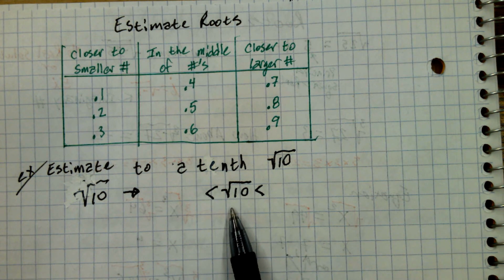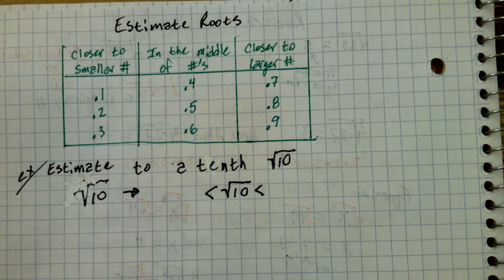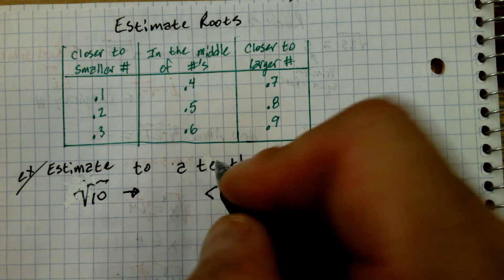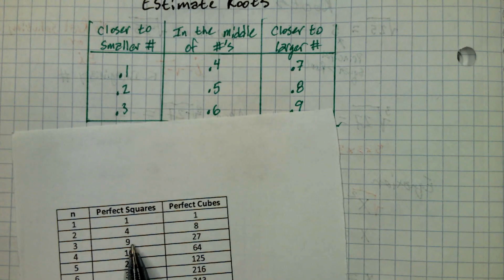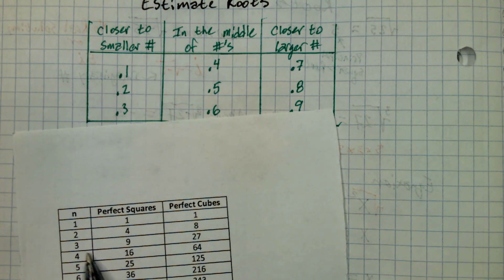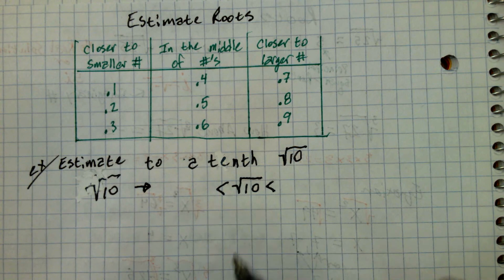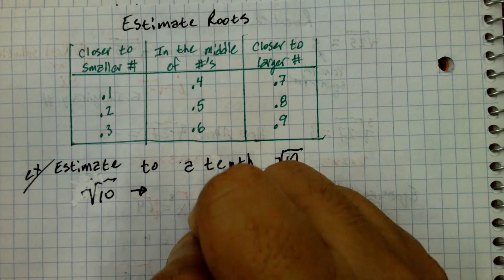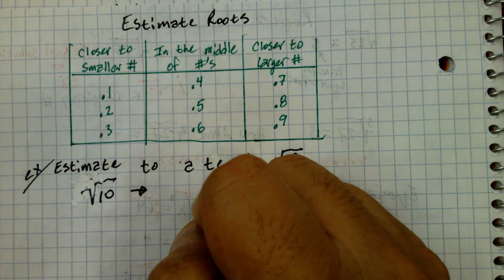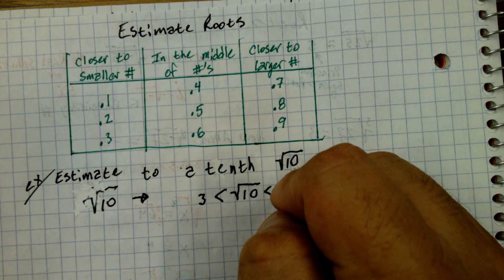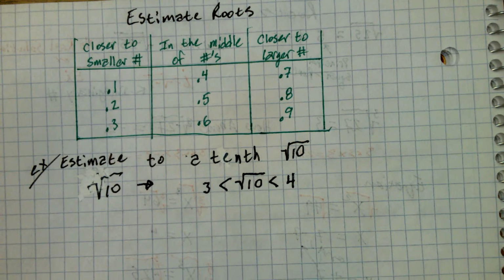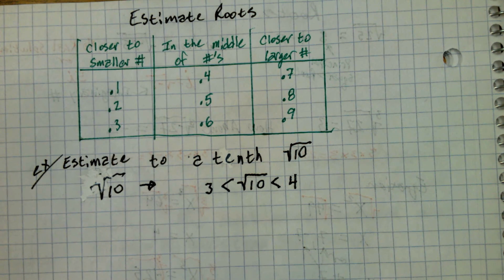And this is how we pinch or put something in between two numbers in math. So the square root of 10 is between the square root of 9 and the square root of 16. Okay? So I'm just going to write that. It's in between square root of 9, square root of 16. So the square root of 9 is 3. The square root of 16 is 4. So the square root of 10 is between 3 and 4. So the true value is somewhere between those two numbers.